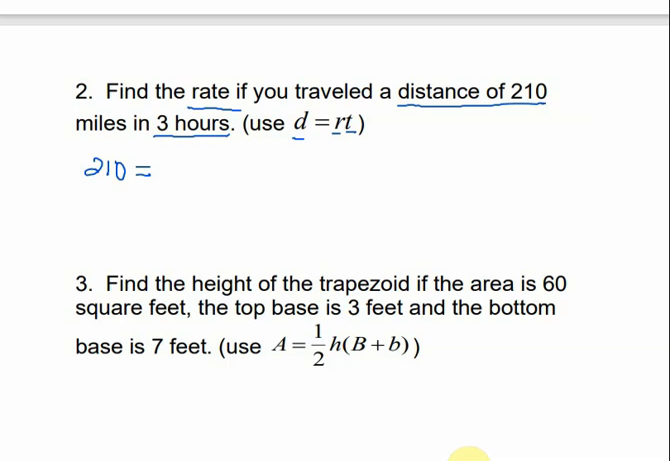And it doesn't matter what order we write these in because we're multiplying. So I'm just going to write it as 3R. Then to solve for R, I'm going to divide by 3. And that gives me 70 is equal to R. And so we were finding the rate. R is 70 miles, because we're talking about miles in an hour, so miles per hour.